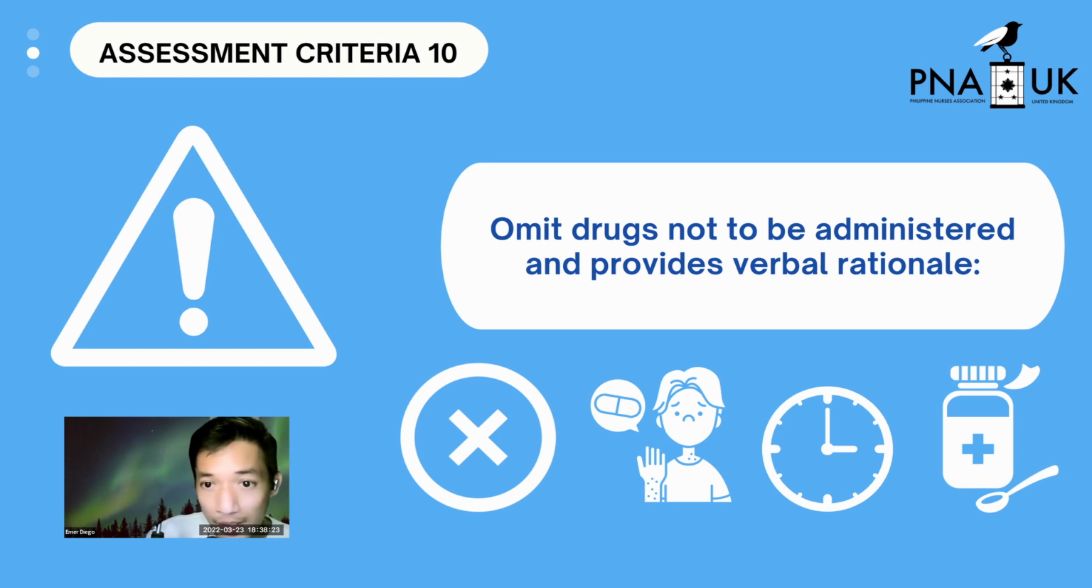Of course, a possible example is that the patient has an allergy to a particular medication. Of course, you are omitting it. You're not giving it, because there might be an instance where, even if the patient is allergic to penicillin, it may be prescribed on your drug chart. So that is one of your examples.